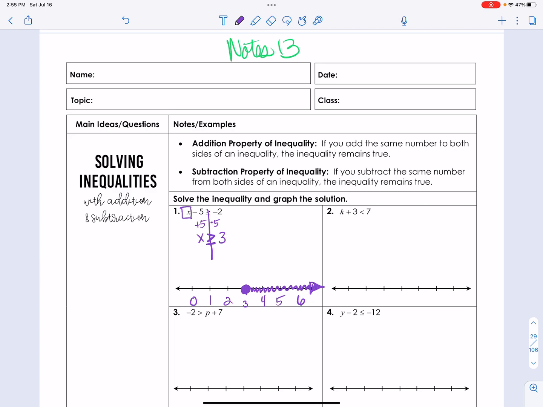All right, so on the next one, I'm going to do the same thing. Here's my variable. It would be a less than sign. You're adding 3, so I'm going to subtract 3 from both sides. So I have k is less than 4. So 4 goes in the middle, 5, 6, 7, 3, 2, 1. It's an open circle because it's not equal, and it's less than, so it's going to the left. I want numbers that are less than 4.